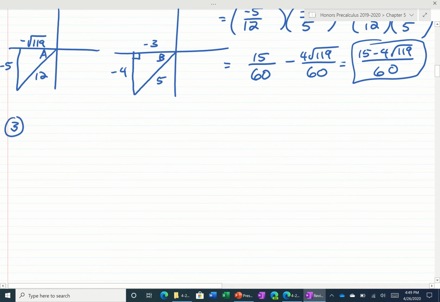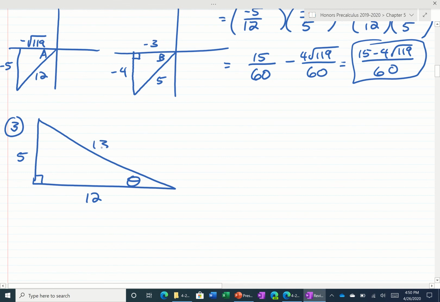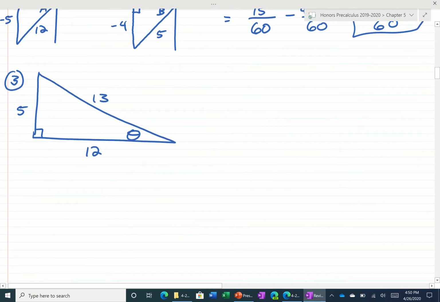So number 3, it says use the provided triangle to find the double angle identities for all 6 trig functions and the half angles. All right. So this will be fun. Here's our angle. We have 5, 12, and 13. First thing let's do is let's do the double angles. So the sine of a double angle was 2 times sine of x cosine of x. We're using theta here. It doesn't matter, but let's just try to be consistent.